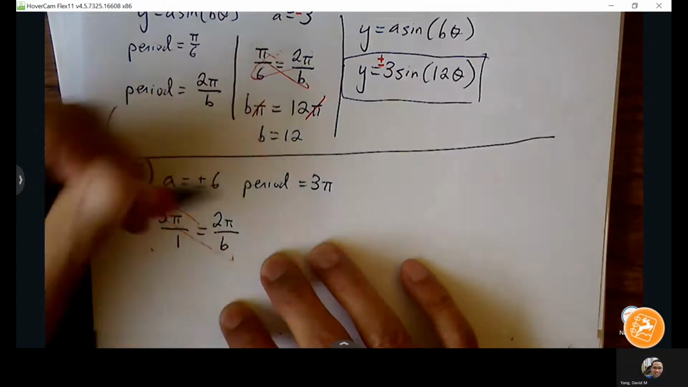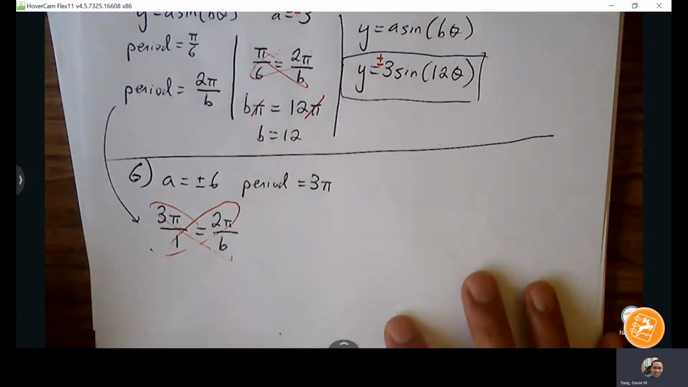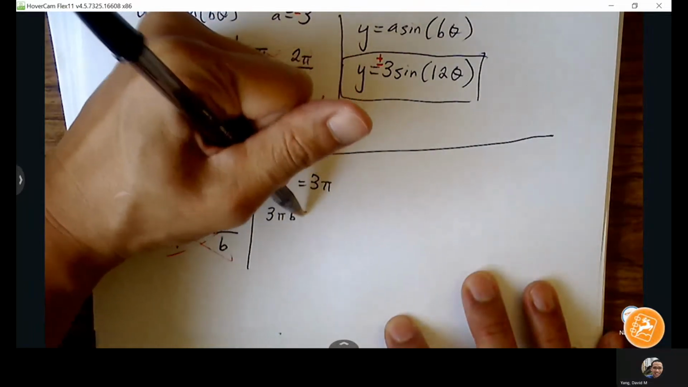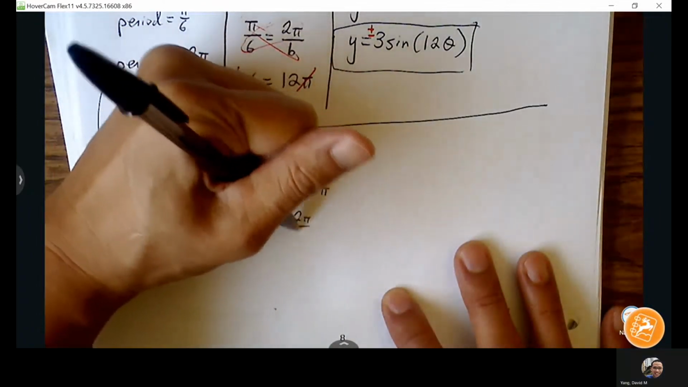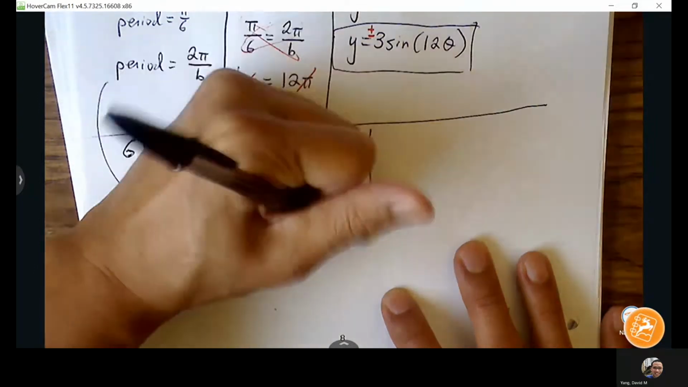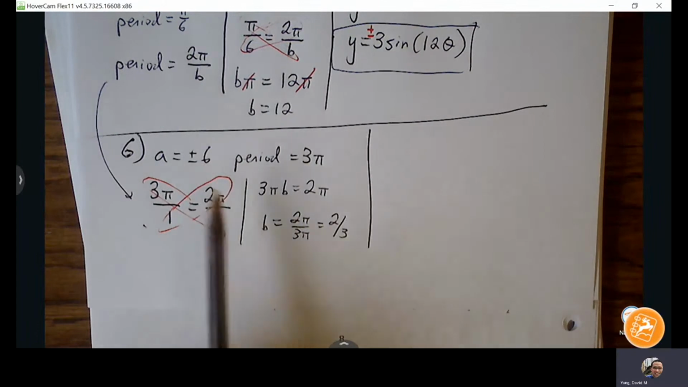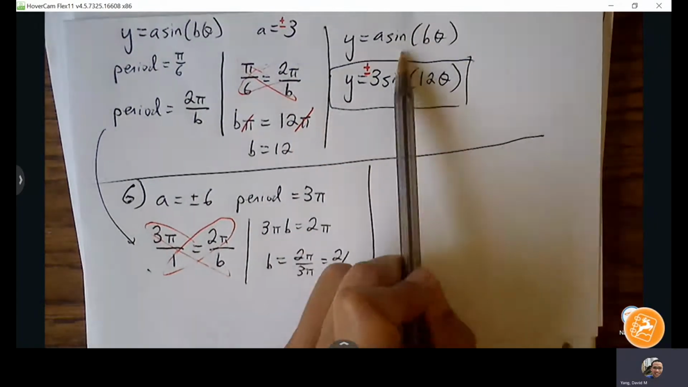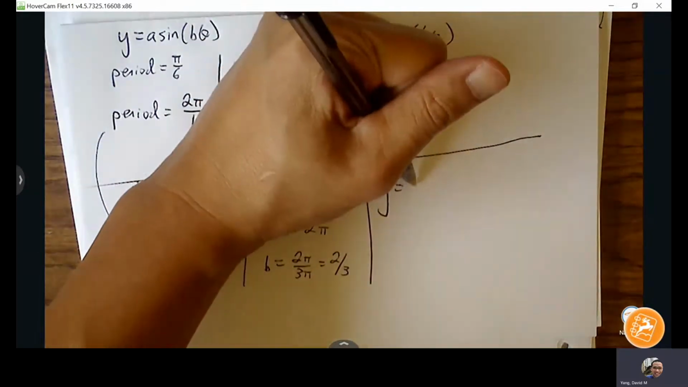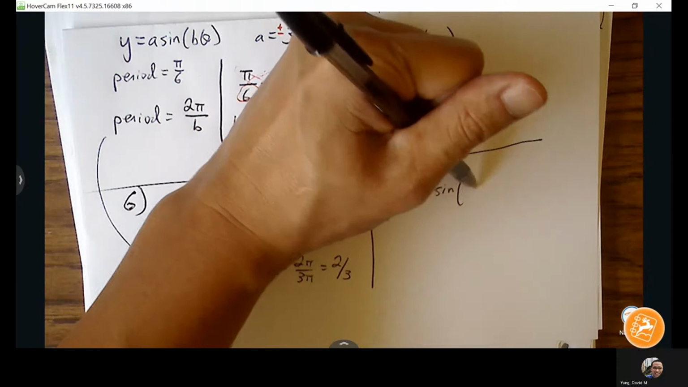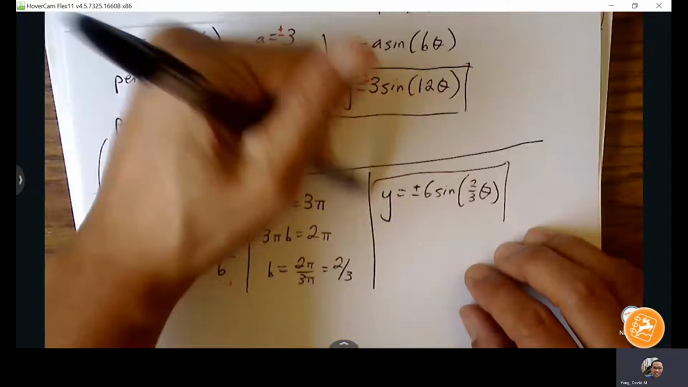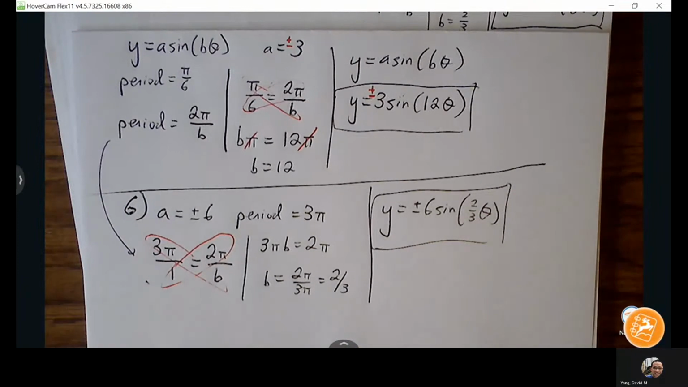Cross multiply. Divide both sides by 3 pi, or you can cancel the pi to begin with. That's fine as well. Okay. A is plus or minus 6. B is 2/3. I can just insert now into my sine equation. Okay, how do you guys feel about that? Okay, there will be one of these questions on the check-in quiz.